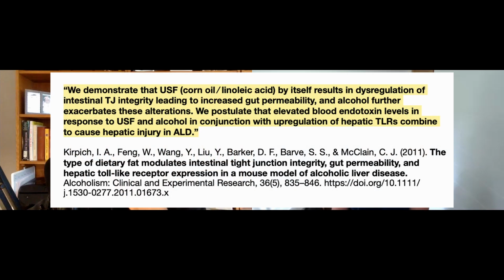It was looking at saturated fat and unsaturated fat, comparing the two in alcoholic liver injury. And what they found, they say, is that we demonstrate that unsaturated fat, they were looking at corn oil or linoleic acid, by itself results in dysregulation of intestinal tight junction integrity, leading to increased gut permeability, and alcohol further exacerbates these alterations. We postulate that elevated blood endotoxin levels in response to unsaturated fat and alcohol, in conjunction with upregulation of hepatic TLRs, the toll-like receptors that respond to endotoxin, combine to cause hepatic injury in alcoholic liver disease.